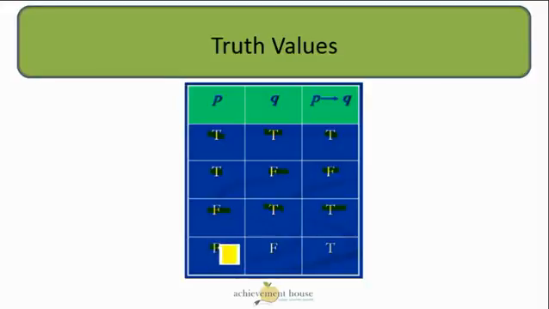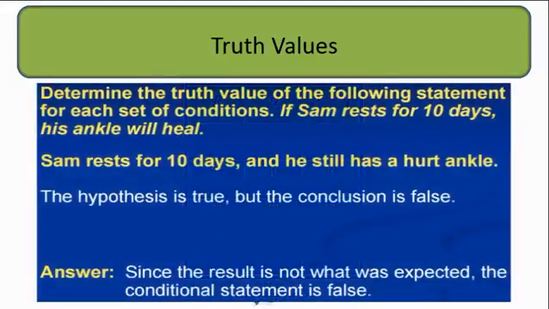If the hypothesis is false and the conclusion is false, you would think that the whole statement would be false. However, because you can't conclude that the statement is false, it has to be true. Don't worry, I'm going to take you through some examples, and here's our first one.